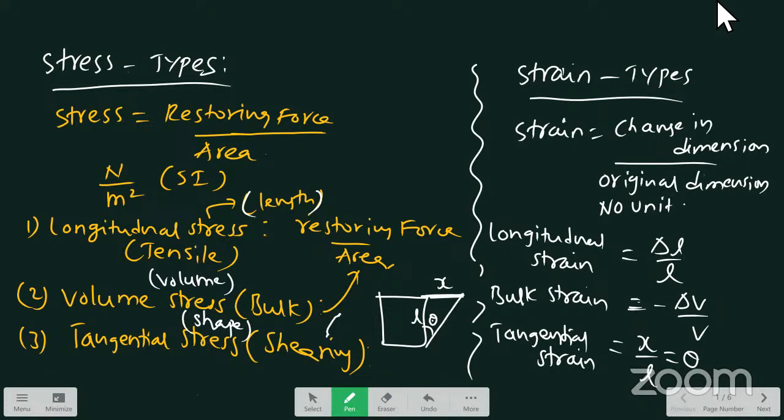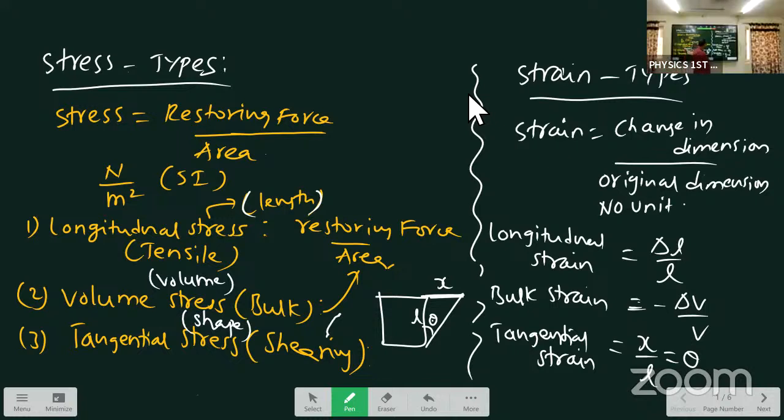One is longitudinal stress: on applying a deformation force, length changes, then restoring force per area. Next, on applying deformation force, volume changes, again restoring force per area. Next, on applying force, shape changes, restoring force per area. This is stress with different types.